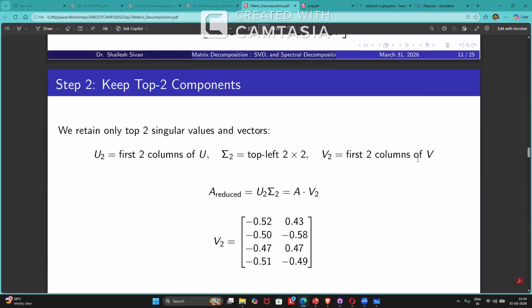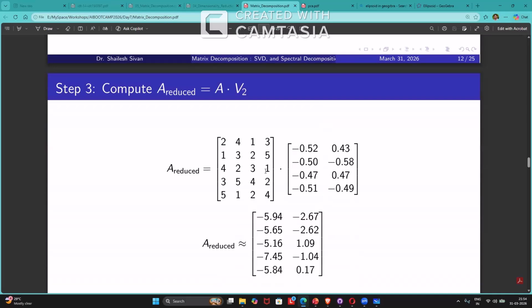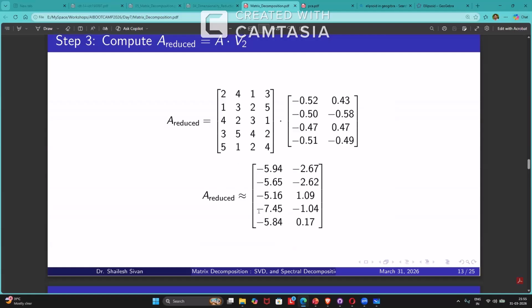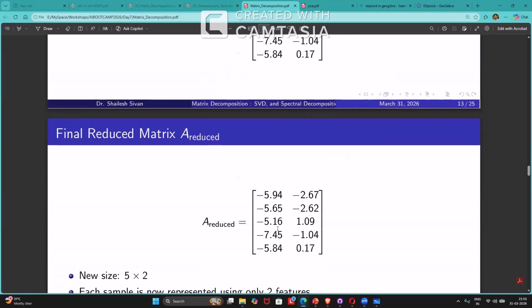Then the first 2 columns of V. Then A into V2 will give you the reduced set of values. Okay, A into V2. See, this is actually the transformed two vectors. So the final reduced vector will be like this.